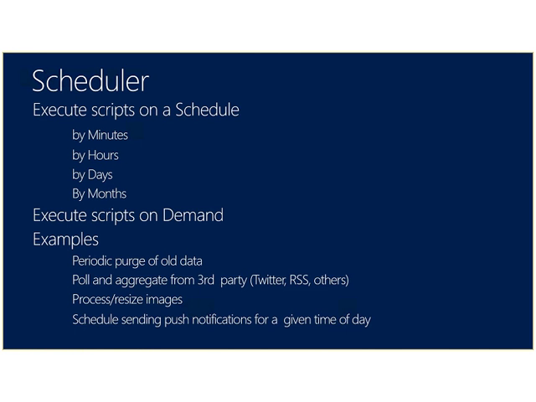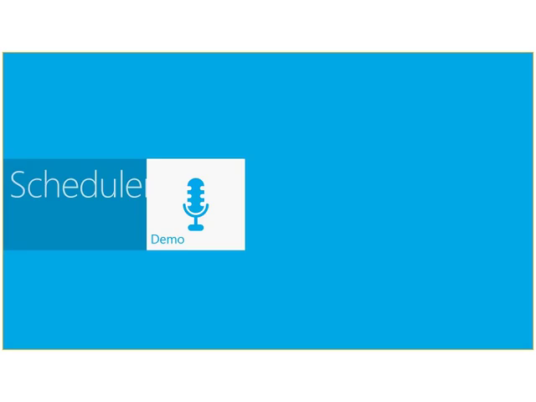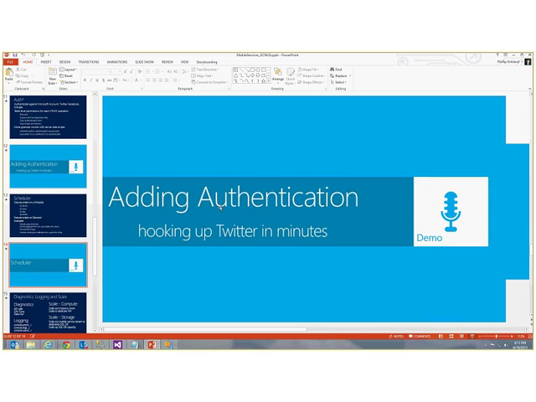But there's a built-in scheduler where you can create schedules: minutes, hours, days, months. You set up the time, or you can do it on demand whenever you desire, if there's not a specific schedule that you want to follow. And there are some examples. You can purge old data, clean up stuff, or send push notifications at a certain time. There are just a lot of reasons why you might want to use a schedule. So I'll just show you where that's at.